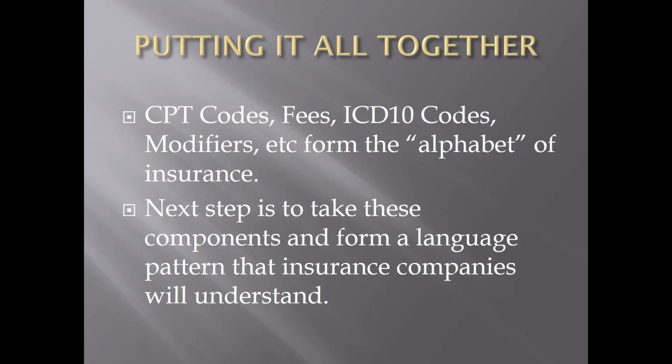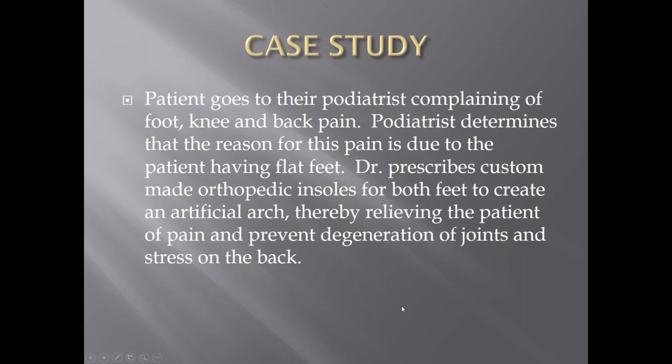So we have the CPT codes, we have the fees, what those service codes are worth. We have the ICD-10 codes, which is why a service was performed, the medical necessity part of it. And then we have the modifiers, which are, oh, by the way, there's something else we need to let you know. And all of that code forms the alphabet of insurance. So the next step is to take those components and form a language pattern that the insurance companies will understand. And so we're going to end the class with just this little case study, and then we'll be done.